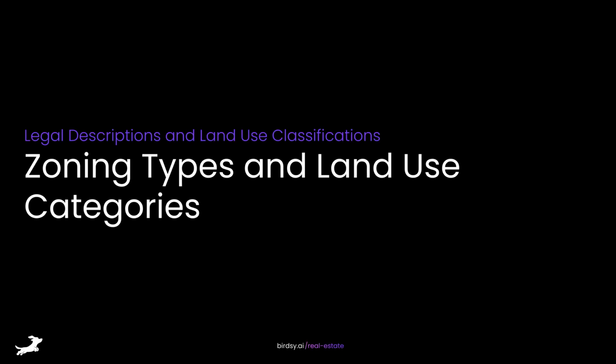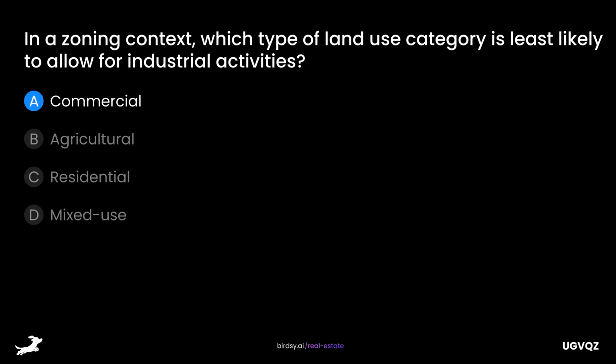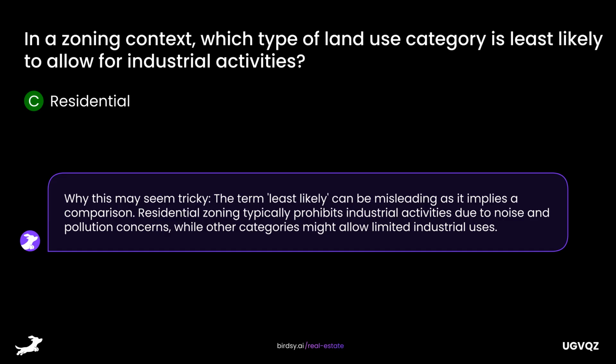Zoning types and land use categories. In a zoning context, which type of land use category is least likely to allow for industrial activities? Is it A, commercial, B, agricultural, C, residential, or D, mixed use? The answer is C, residential. Why this may seem tricky. The term least likely can be misleading as it implies a comparison. Residential zoning typically prohibits industrial activities due to noise and pollution concerns, while other categories might allow limited industrial uses.